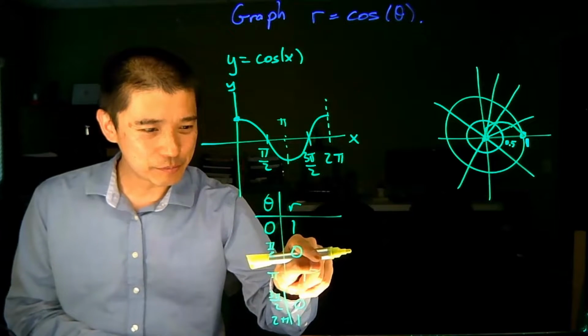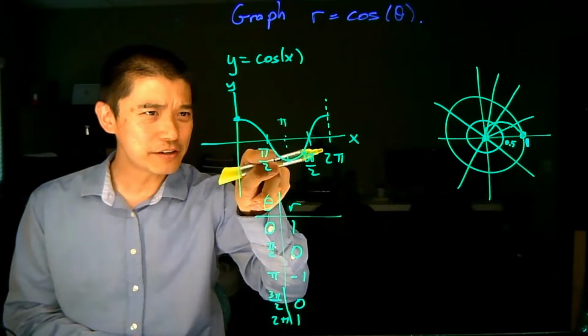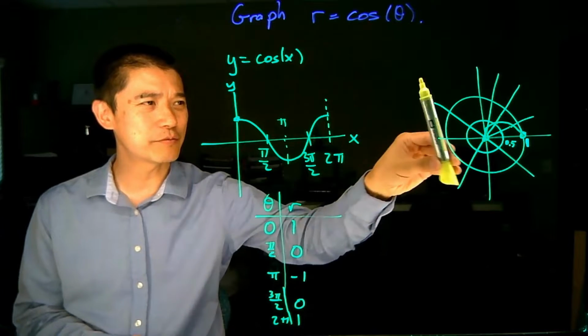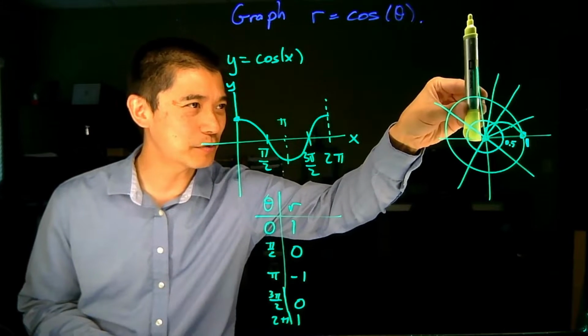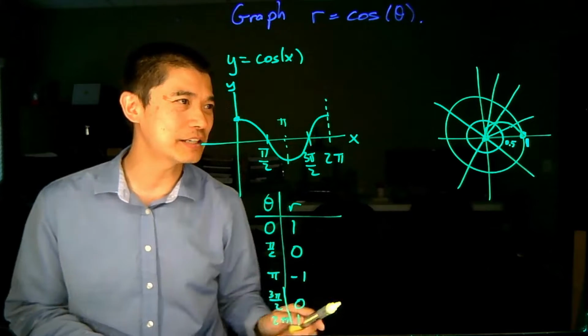Now, what happens between pi over 2 and pi? So pi over 2 and pi. Well, the values here are negative. What does it mean to have a negative value for our polar coordinates? Well, instead of going forward, we're going to go backwards. And so from here to here, we're actually going backwards. So up going backwards is down, left going backwards is right. So we're between down and right.